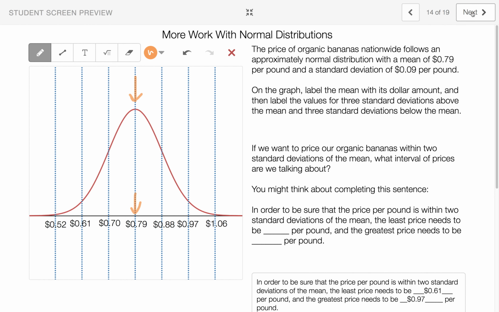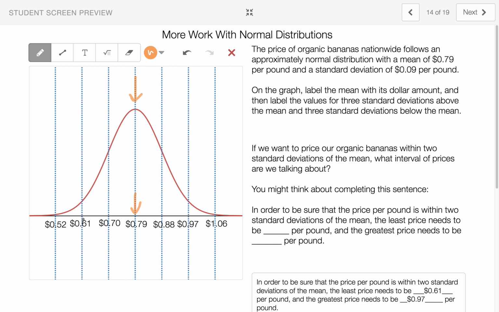Here's another one to work on. Same kind of idea, but a different set of values. So we have prices of organic bananas with a mean of 79 cents a pound and a standard deviation of 9 cents a pound. I set this one up the exact same way that I did the other one. I put the mean in the center and I add on standard deviations for 3 standard deviations above.